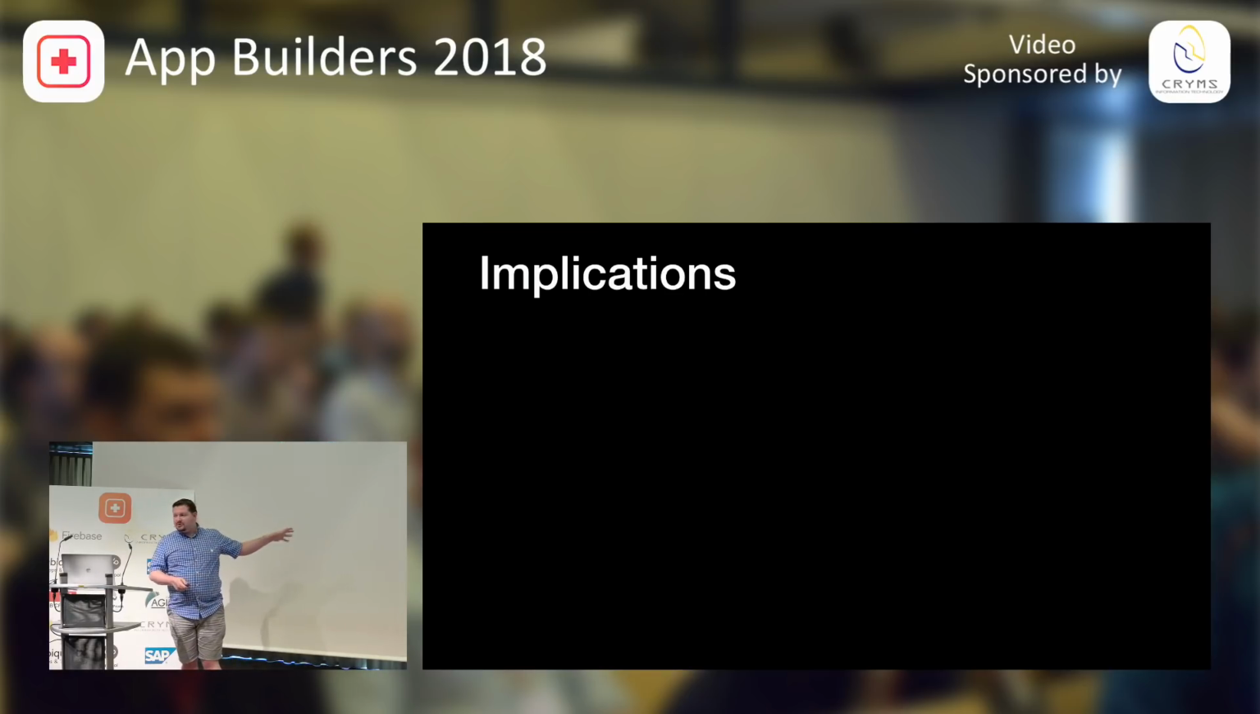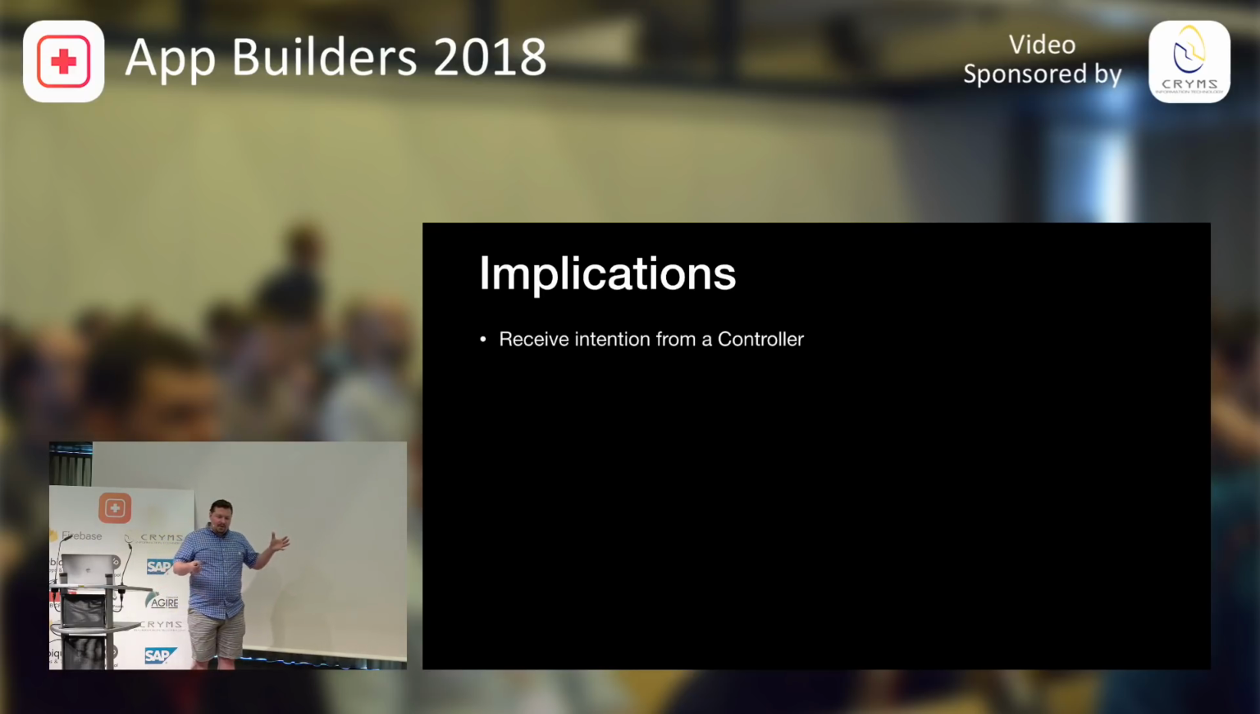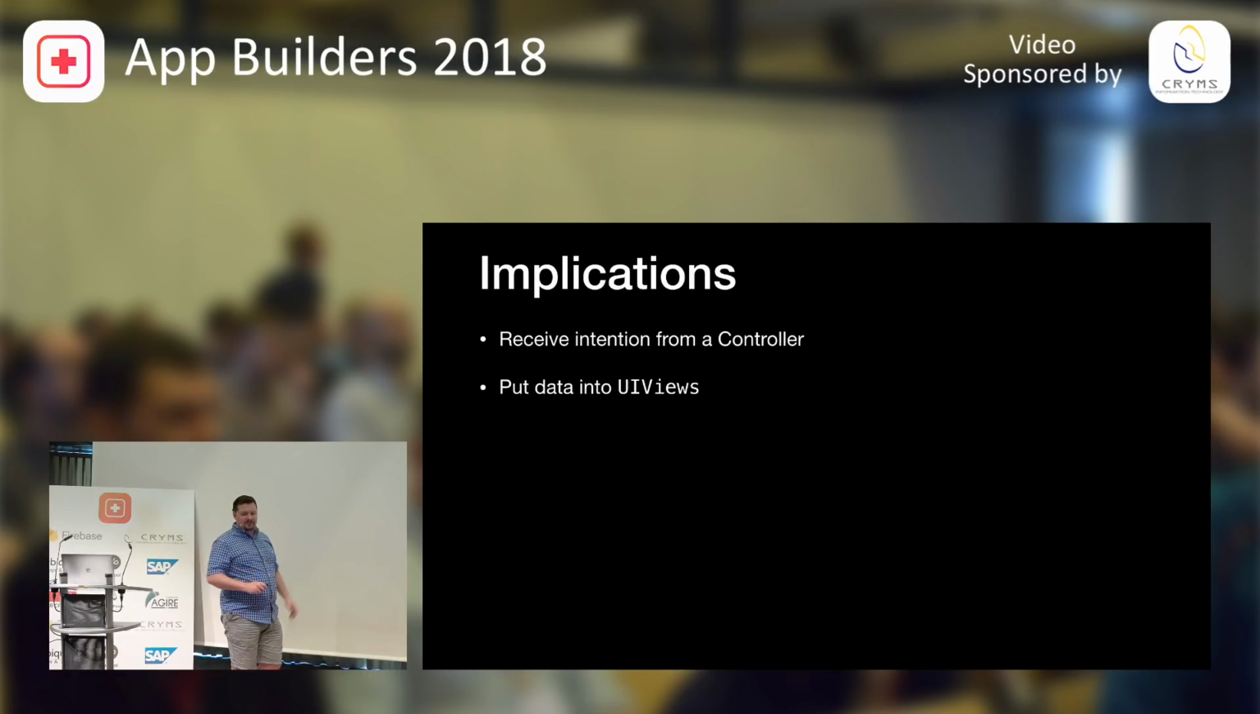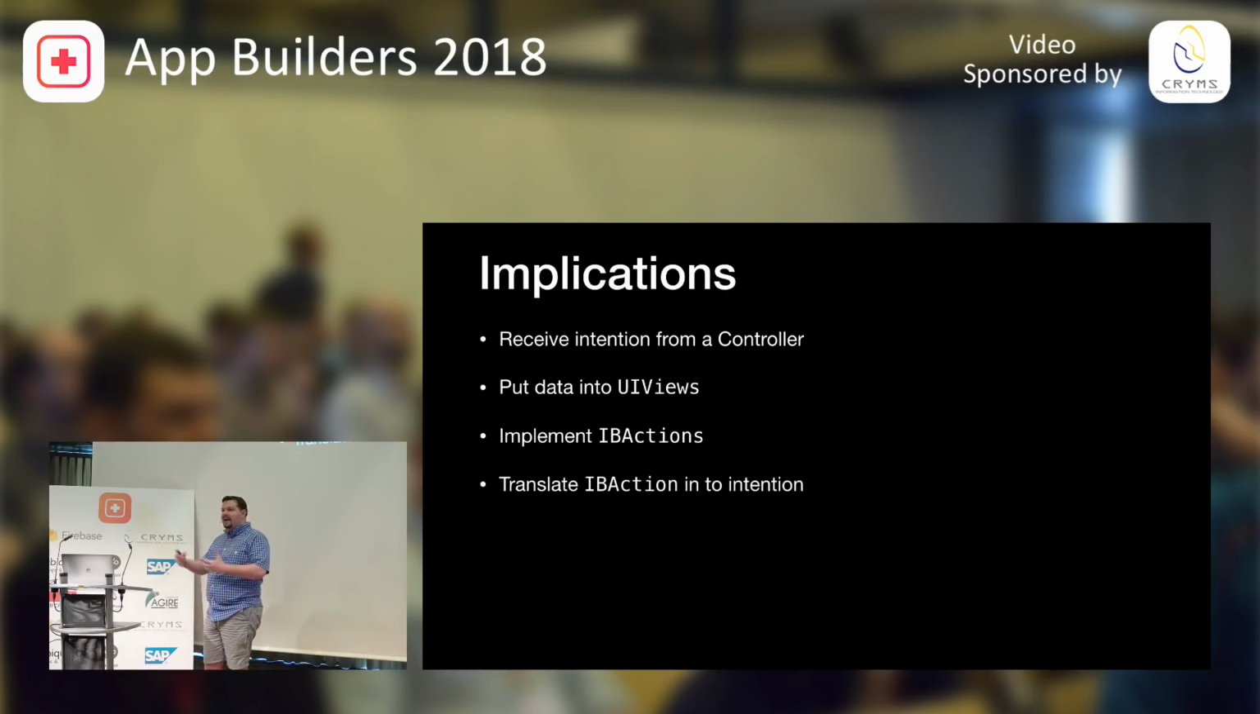So those are the things it shouldn't be doing. So what should it be doing? Well, it should be receiving an intention from a controller. And I'm going to use the word intention a bit, meaning what you're hoping to accomplish. So it receives an intention from the controller. That intention can be: put this profile data into the UI. And so it takes that intention, that data, breaks it apart and puts it into the constituent UI views. It implements some rudimentary IB actions to deal with selection or button tapping and so on. And then it translates those actions back into a corresponding intention, and relays them back out.